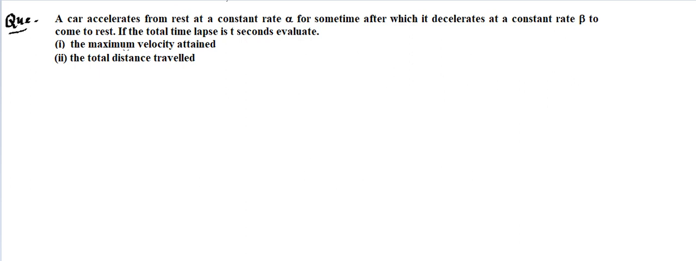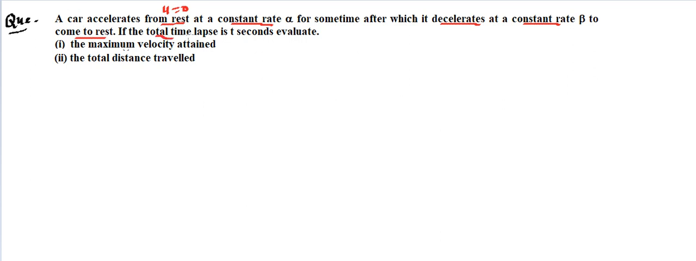It reads: a car is accelerating from rest. When it says from rest, that means its initial velocity u equals 0, and it is moving with a constant rate, that means constant acceleration alpha, for some time, which is missing. After that it decelerates, that means acceleration in the opposite direction, again with a constant rate. When we say constant rate, that means the rate of change of velocity, so that's acceleration basically. Finally it comes to rest, so the final velocity is 0.